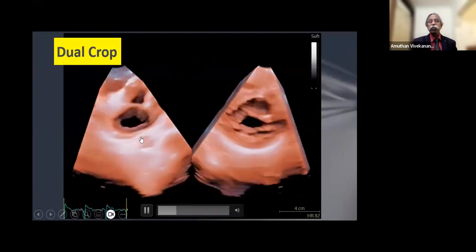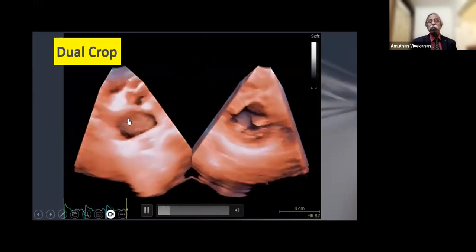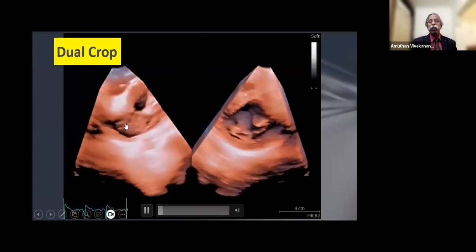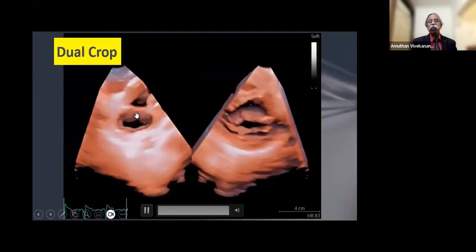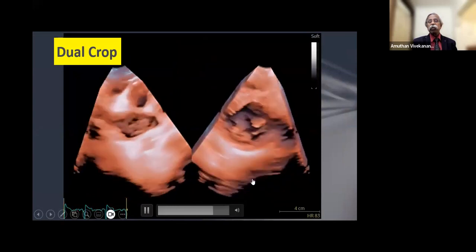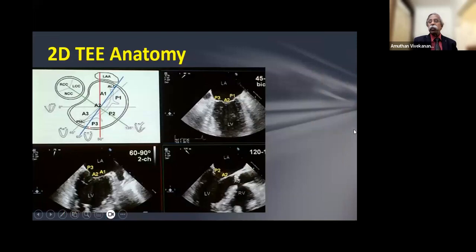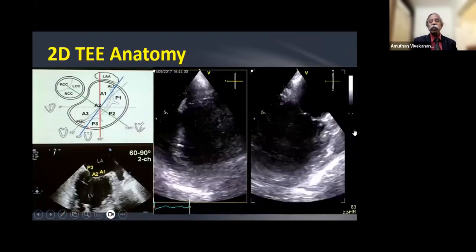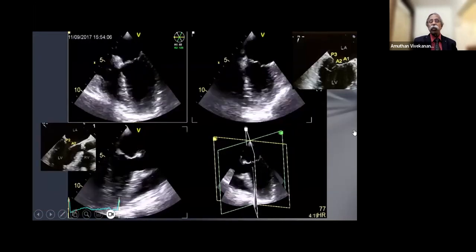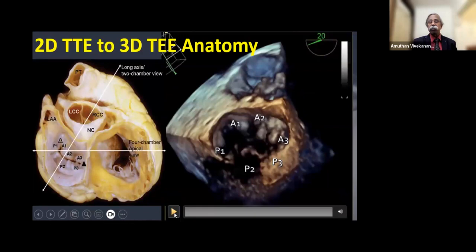So see, this is a view from the left atrial side. See the aorta. This is the left atrial appendage. And this is the anterior mitral leaflet. This is the posterior mitral leaflet. A1, A2, A3, P1, P2, P3. This is from the LV side. TEE will give you the accurate quantification. And you can see that this is the TEE quantification which we see.